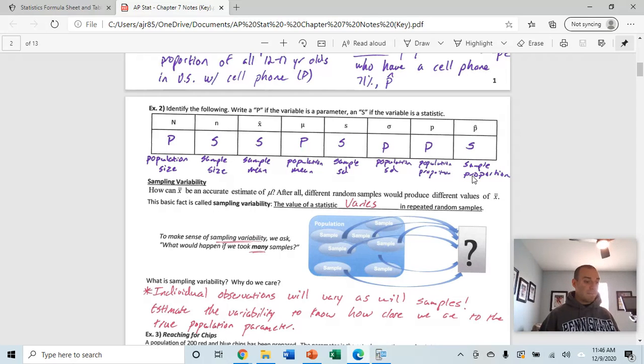To make sense of sampling variability, we ask, what if we took many samples? Now everyone's going into the population and taking many different samples. That's what's referred to, again, as sampling variability. Individual observations will vary, as will samples, and we're trying to estimate the variability to know how close we are to the true population parameter.